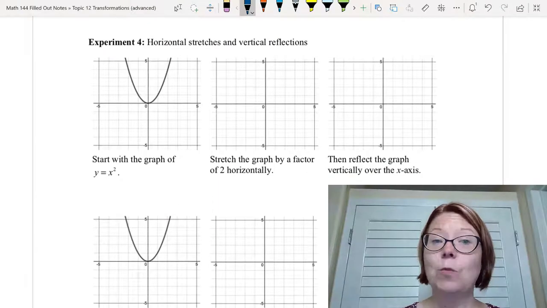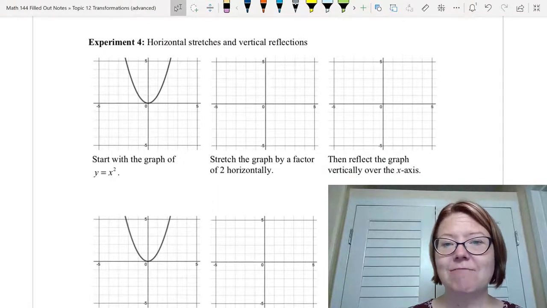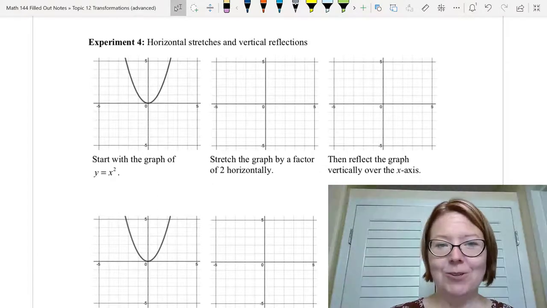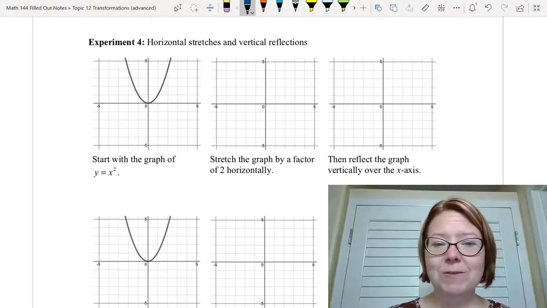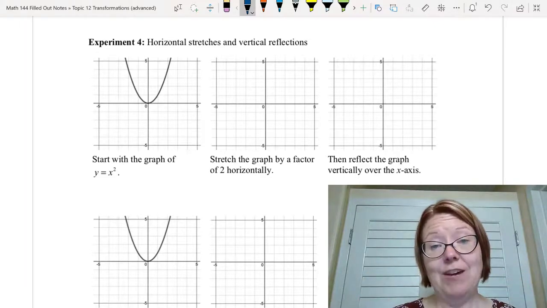Okay, one final experiment here. Let's look at horizontal stretches and vertical reflections together, just to kind of mix up the horizontal and vertical. We're starting with the graph of y equals x squared, and we're going to start by stretching the graph by a factor of 2 horizontally. So we're taking every x value and doubling the x value.